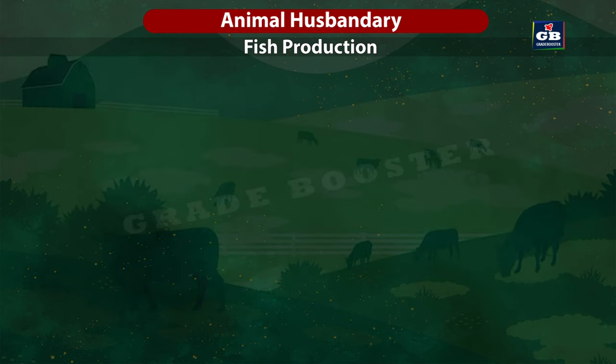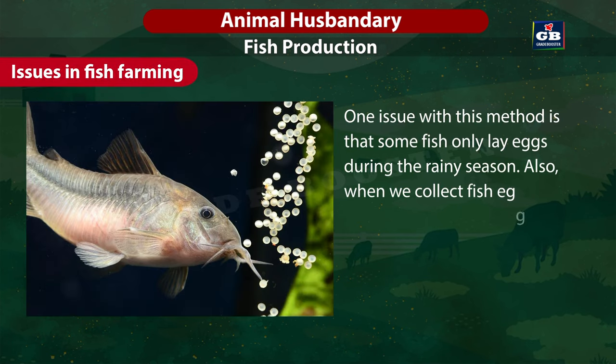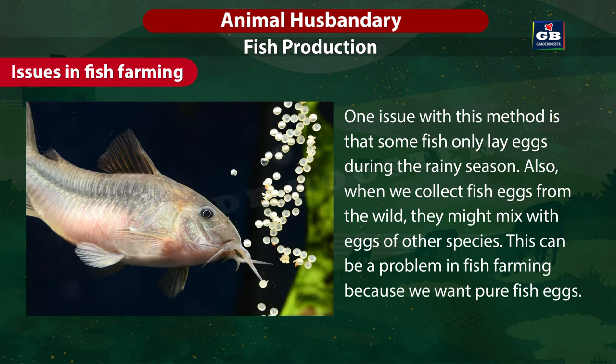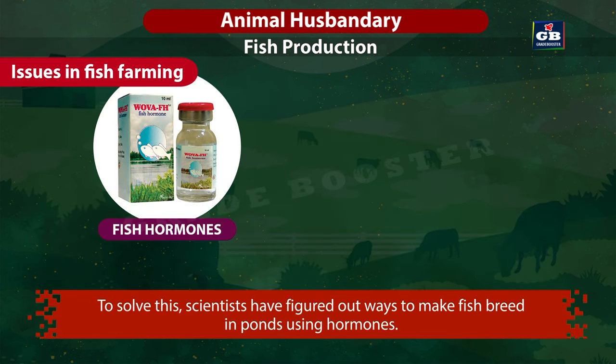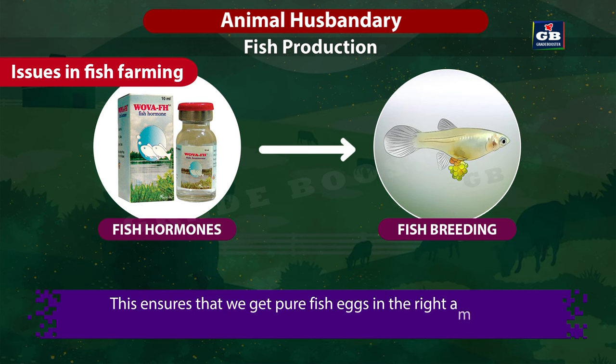One issue in fish farming is that some fish only lay eggs during the rainy season. Also, when we collect the fish eggs from the wild, they might get mixed with eggs of other species. This can be a problem in fish farming because we want pure fish eggs for farming. To solve this, scientists have figured out ways to make fishes breed in ponds using hormones. This ensures that we get pure fish eggs in the right amounts, helping fish farming.